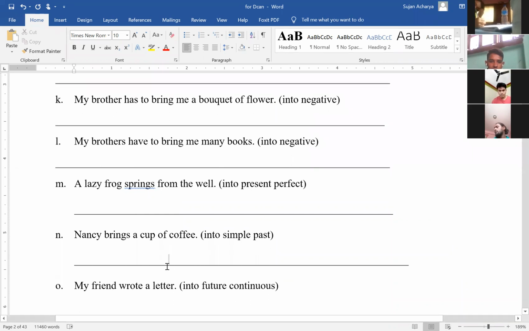Nancy brings a cup of coffee, into simple past. Nancy brought a cup of coffee. Bring, brought, not bought. अब यसैलाई Nancy brings a cup of coffee. Negative: Nancy doesn't bring a cup of coffee. Interrogative: Does Nancy bring a cup of coffee?